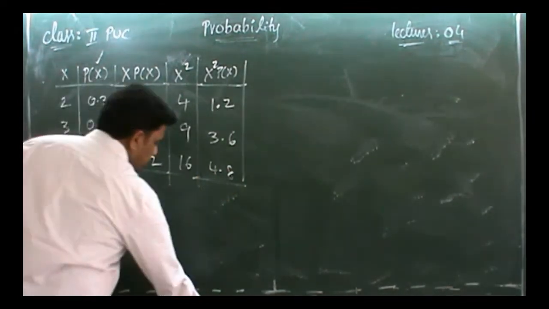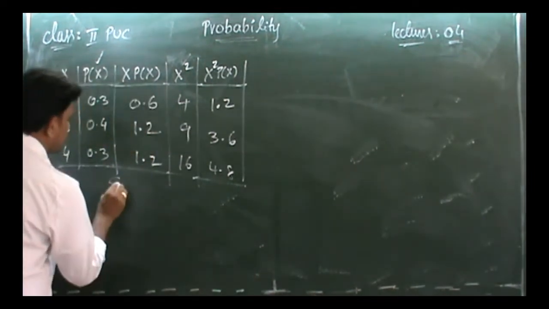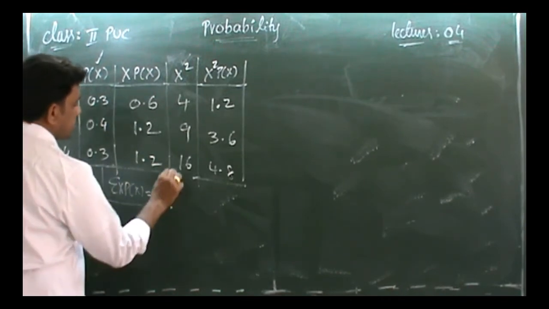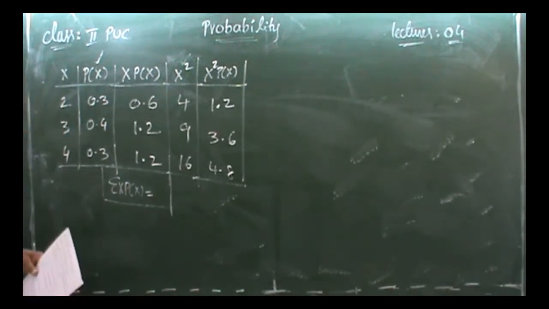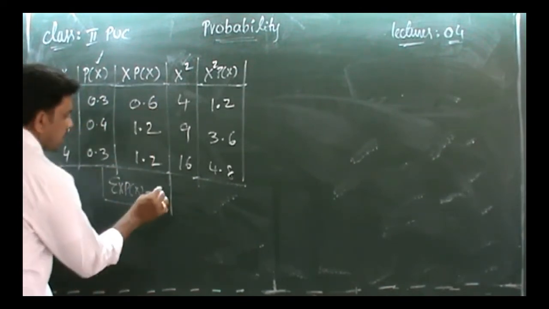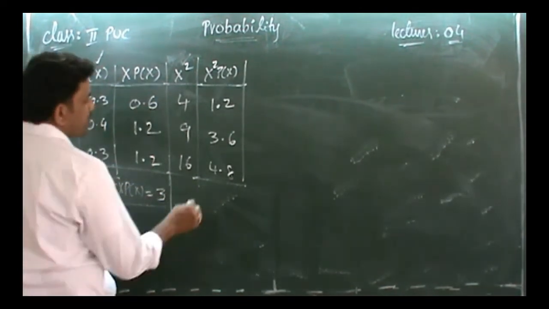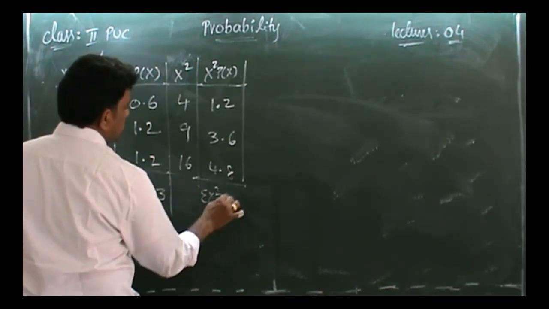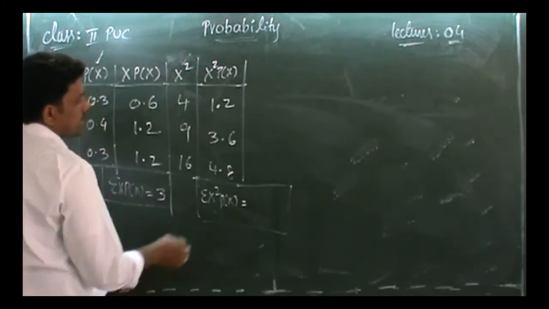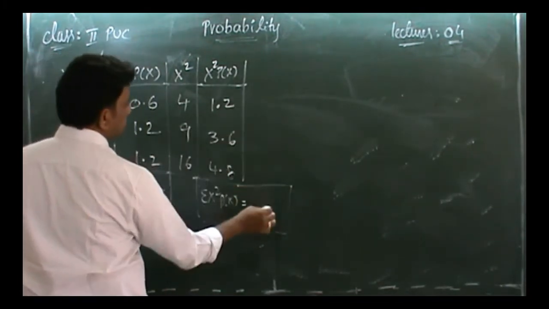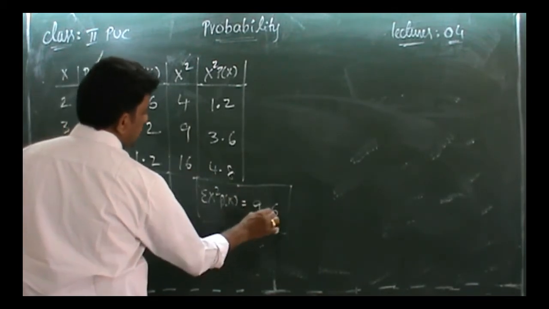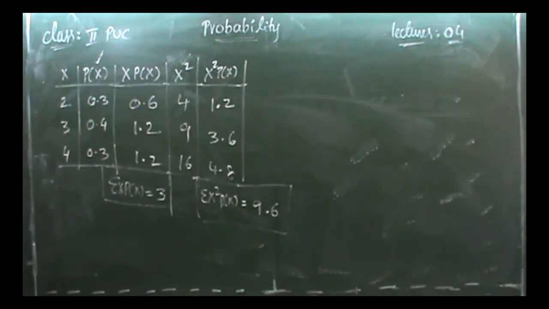So we will do the addition here. This is called summation of x into p of x. If we add 0.6 plus 1.2 plus 1.2, the answer is 3. And this value is summation of x square into p of x. Adding 1.2 plus 3.6 plus 4.8, the answer is 9.6.